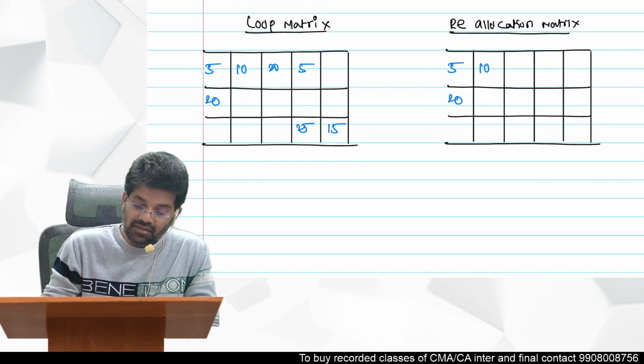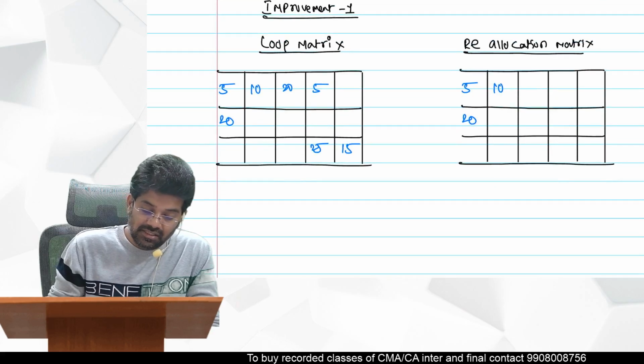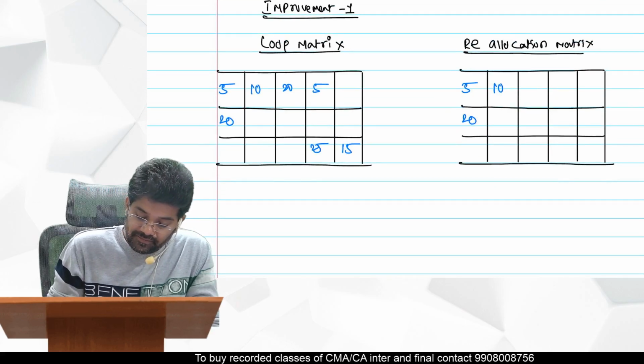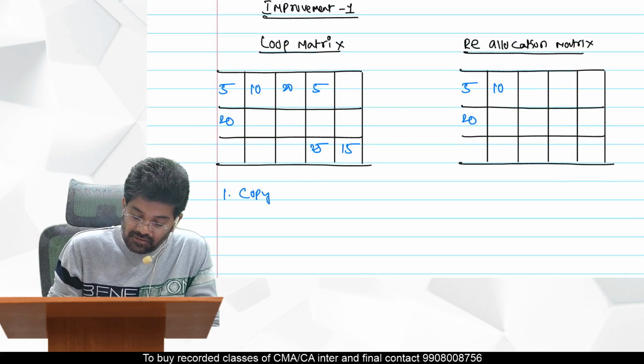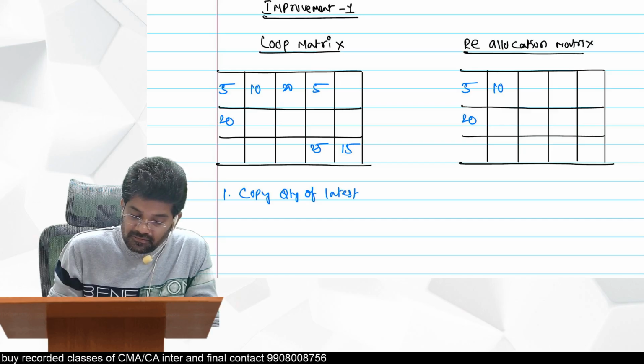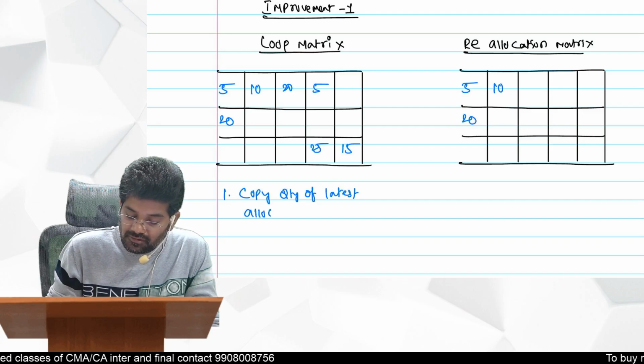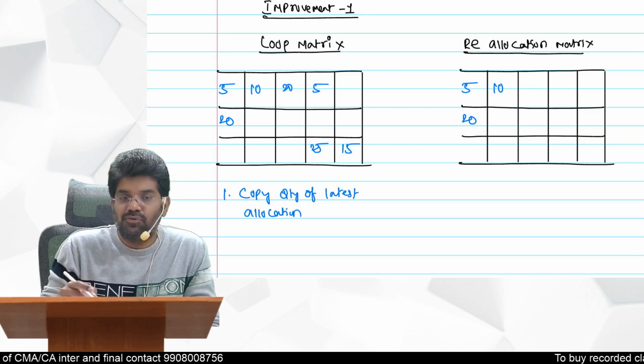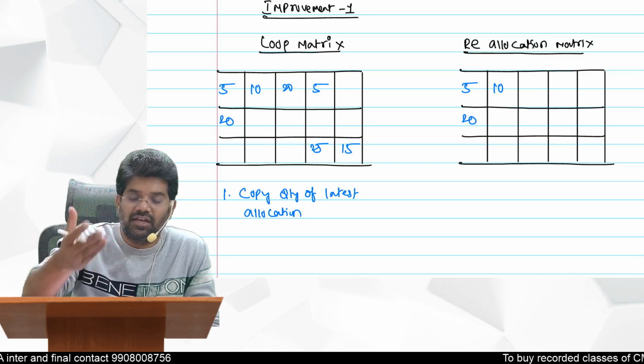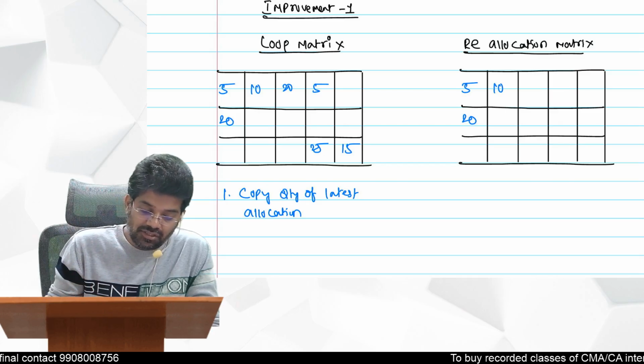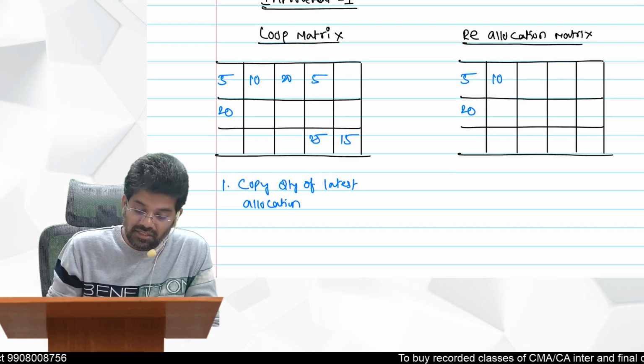First, what we have done to prepare this loop matrix, first to copy. Along with this I am writing, copy quantity of latest allocation. Of course, this is the first improvement. So whatever is the allocation we have done earlier, that allocation quantity first you should take. I have taken that only, first allocation quantity.